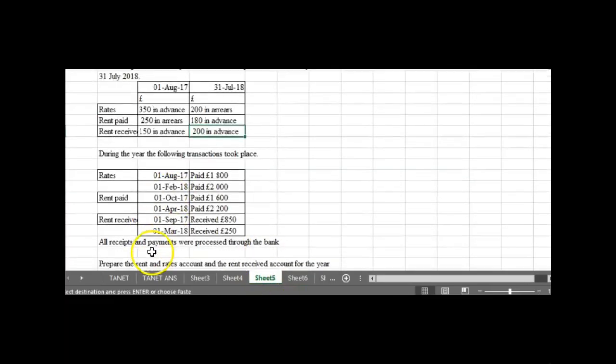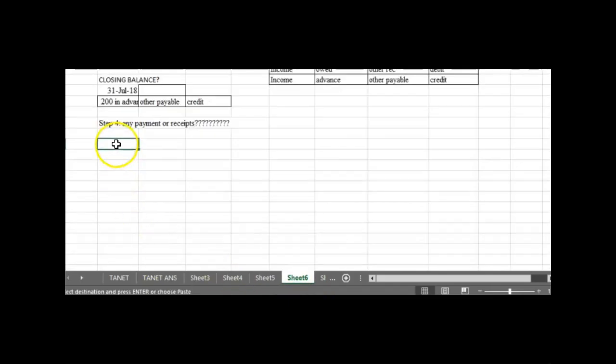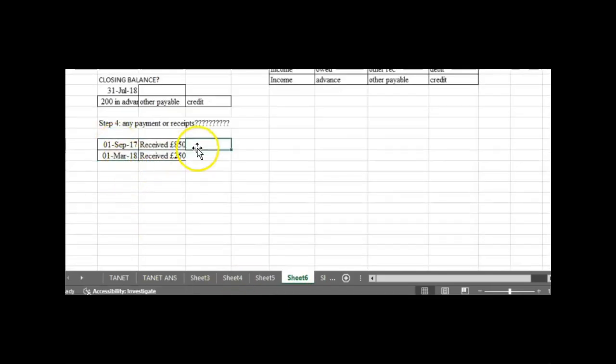In step 4, look for any payments or receipts. There is a receipt of $850 in September 2017 and $250 on 1st March 2018. The double entry for this transaction is bank debit. The logic is that bank goes up if there is a receipt, so bank as an asset goes up, so it is debit. The rent received account is credited by $850 and $250.